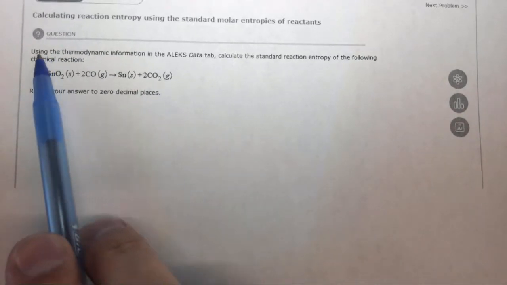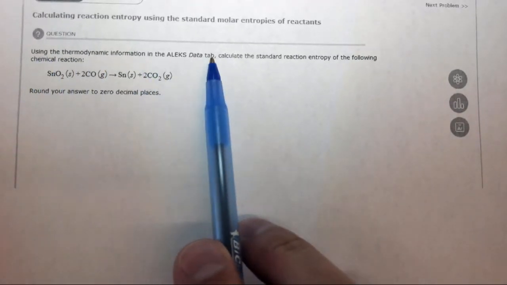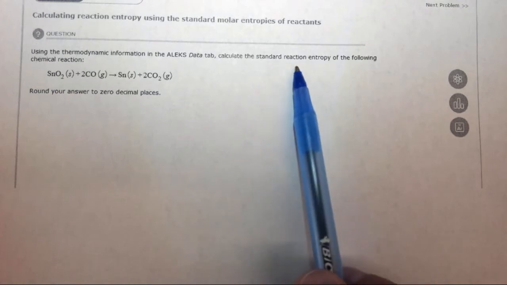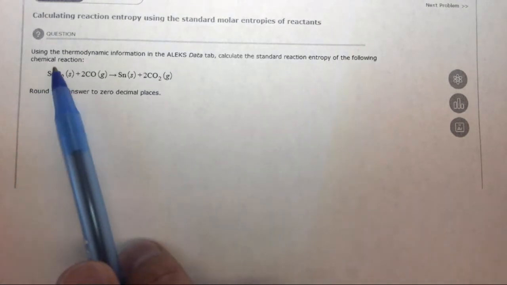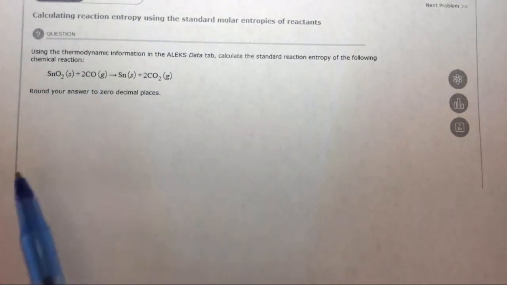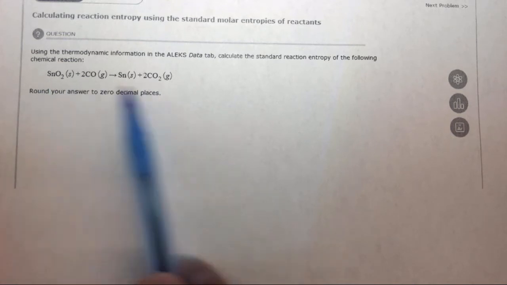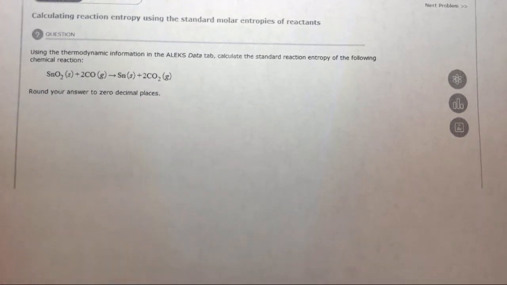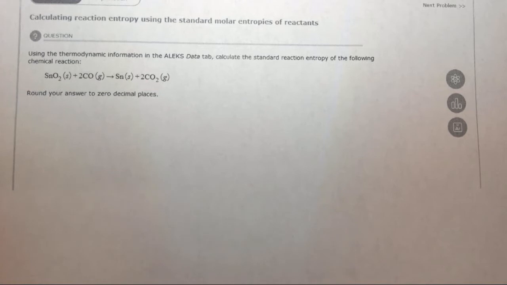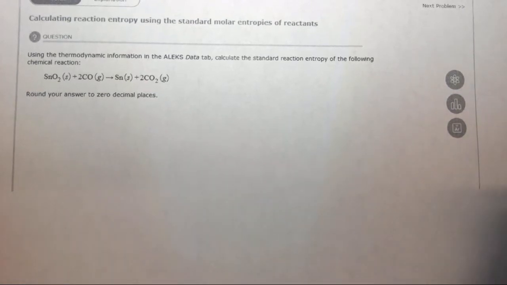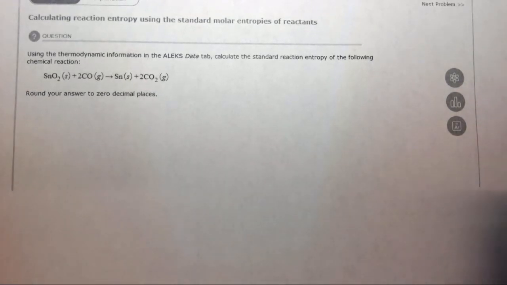This question says, using the thermodynamic information in the ALEKS data tab, calculate the standard reaction entropy of the following chemical reaction. And we're given this chemical reaction here, and it says round our answer to 0 decimal places. So we do this very similarly to how you've calculated enthalpies of reaction in the past. Here we want to calculate the entropy. And the formula is very similar.